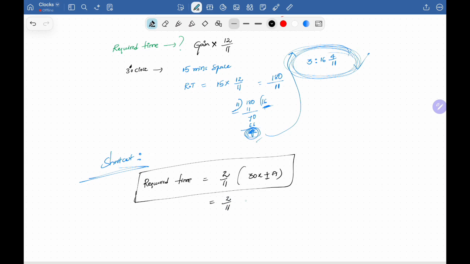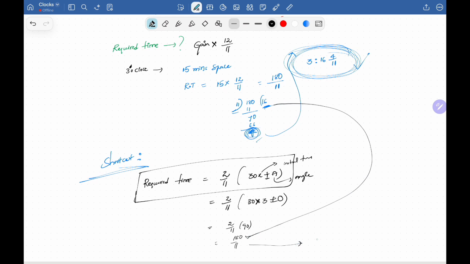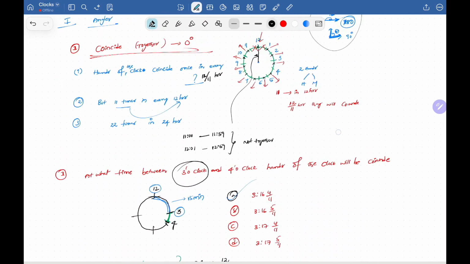Answer will be 2 by 11 into 30 into the initial time. What is the initial time? Initial time is 3, plus or minus angle, which is 0. So 2 by 11 into 90. If you multiply, it will be 180 by 11. So 180 by 11, if you do the same process here, the answer will be 6 4 by 11. Right? That's it. Very simple question.